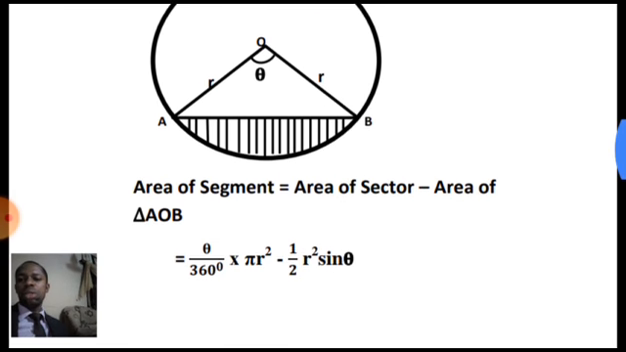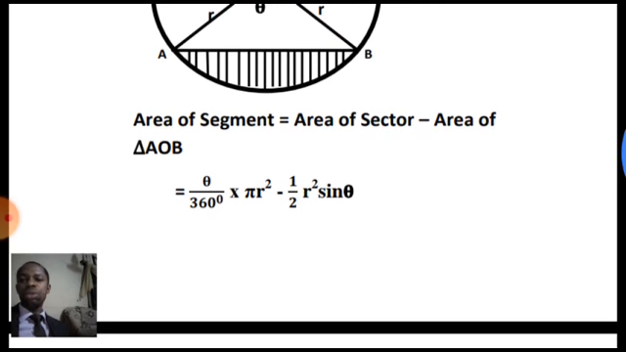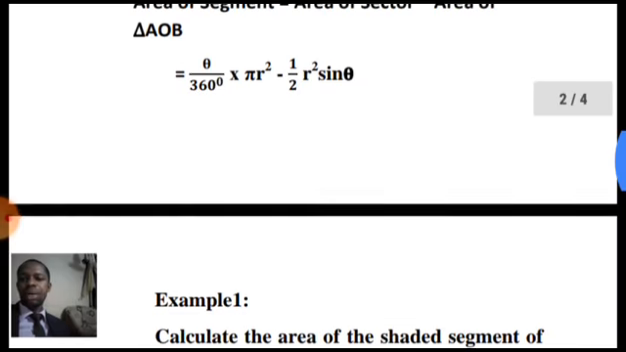So now, I'm very sure and I want to believe that this is not going to be a problem since we have dealt with area of a sector before. Just have it at the back of your mind that area of a segment is equal to theta over 360 times pi r square minus half r square sine theta.